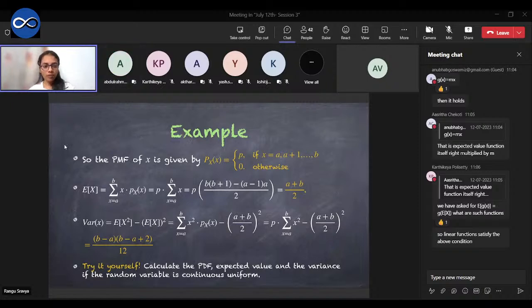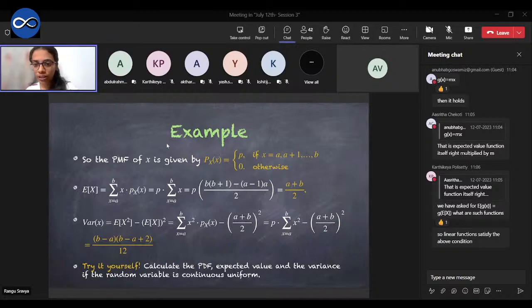And the expected value of x by definition, as it can take values from a to b, is the sum over x equal to a to b of x into px of x. Since px of x is the same for all values from a to b, take it outside as common: p into sigma x equal to a to b of x. It's just a calculation part. You need to calculate the sum from a to b. Just calculate the sum of natural numbers till b and then subtract the sum of natural numbers till a minus 1.